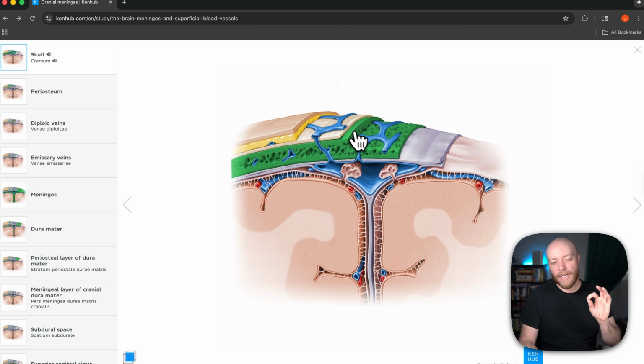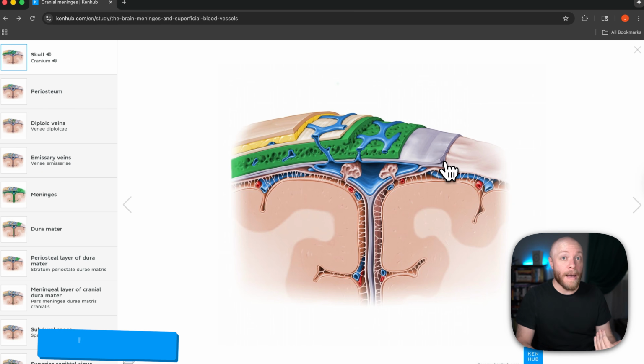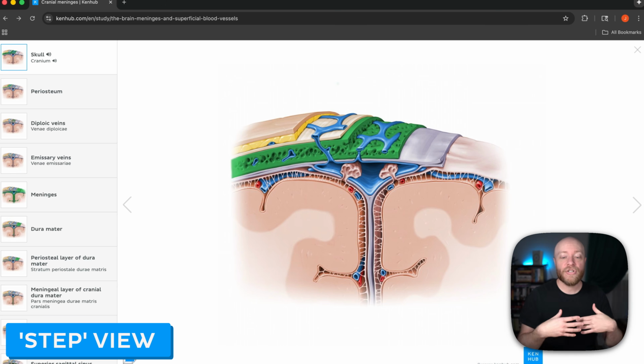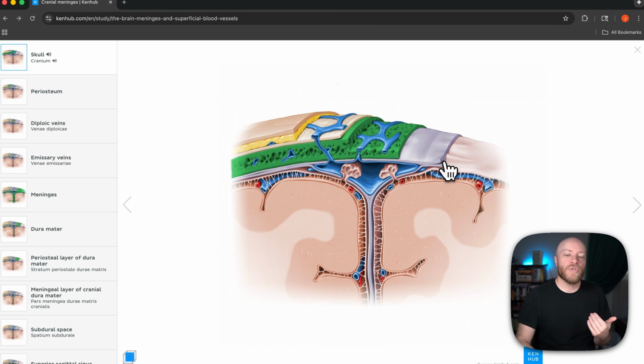So we're actually starting a little bit deeper than the most superficial tissues, which is basically just going to be the integumentary system. But what you are seeing here is what we call a step view, or a step dissection, a step prosection, which is where we're basically showing you the different layers. It's like you could take a step down into the body. And our goal is to see what is going on here from superficial to deep, all the way to the brain. So that's what we're going to be doing, going layer by layer. And we're going to be beginning with the skull.